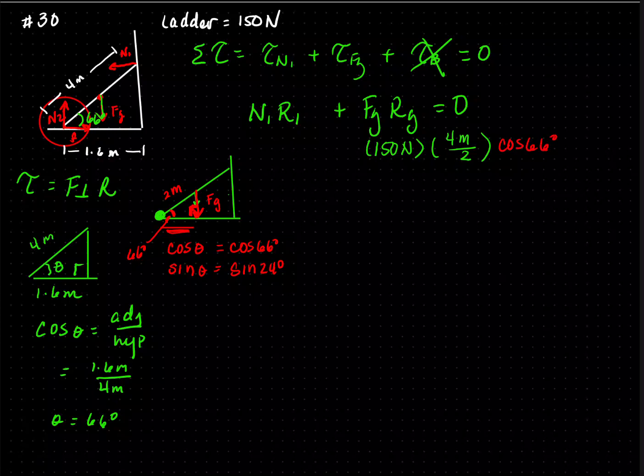We're going to repeat the procedure for N1. N1, we know we're looking for, so I'm just going to write N1. The R is the entire length of the ladder because my pivot point starts here and my N1 is at the tip. So we know this is 4 meters. Again, this vector is at an angle, so I need to redraw my structure.